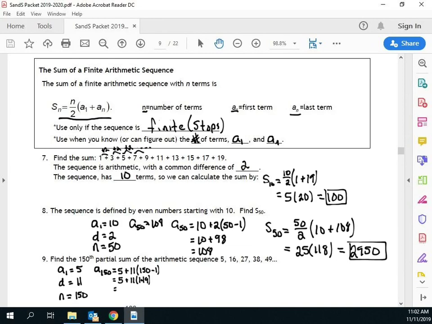Anybody know their times tables up to 150? No? Anybody got a calculator? You're already adding the 5 to it? Okay. So it's going to be what, 1639? And then we'd go ahead and add.